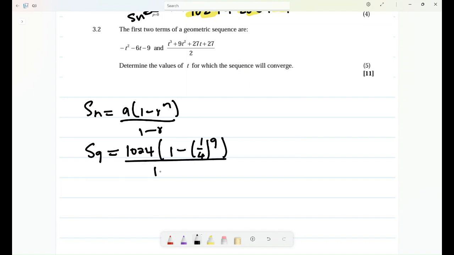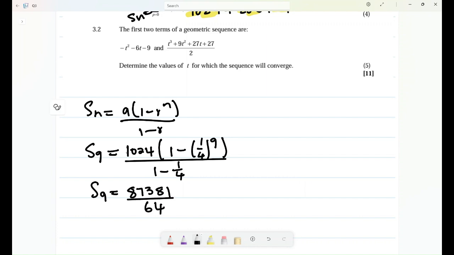Then I have minus 1 divided by 1 divided by 4. Then the sum of 9 terms gives me how much? Let me punch that 1024 into 1 minus 0.25 to the power of 9 divided by 1 minus 0.25. I get the value there as 887,381 all divided by 64.